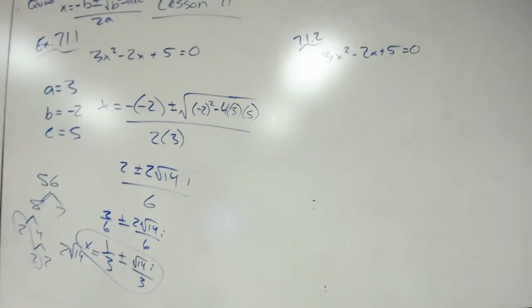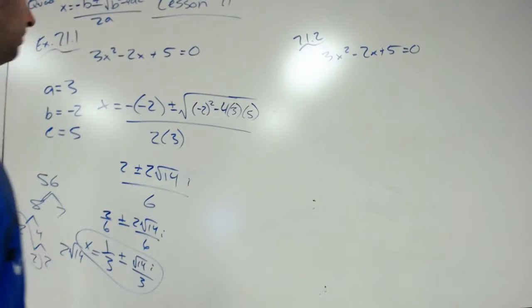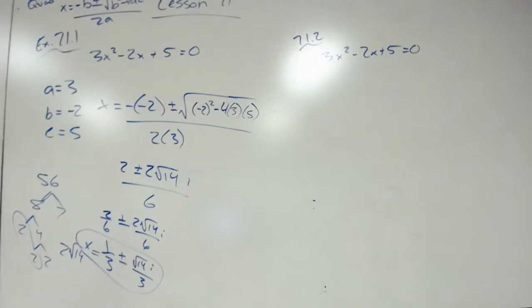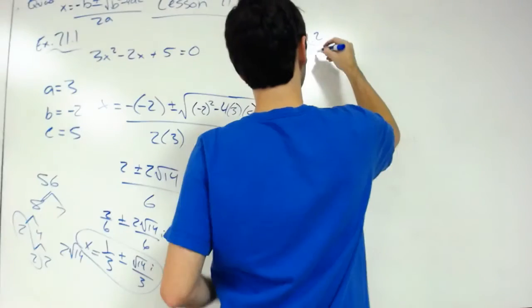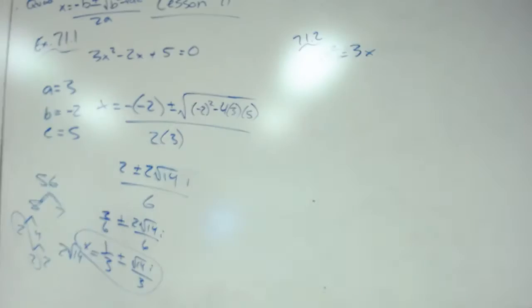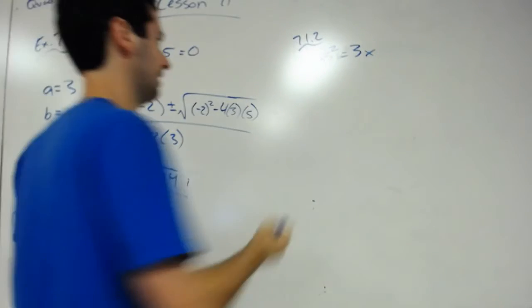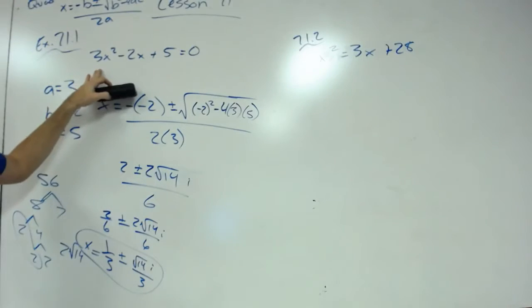Same thing here, except let me make sure I have the problem written down correctly. Oh, my bad. Wrong problem. X squared equals 3x plus 28. Okay, so now it's given us a problem where it's not in descending order like we had here.